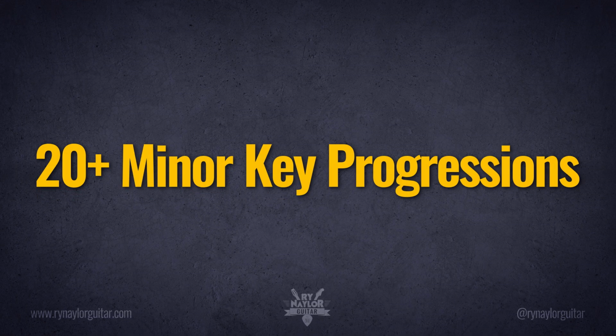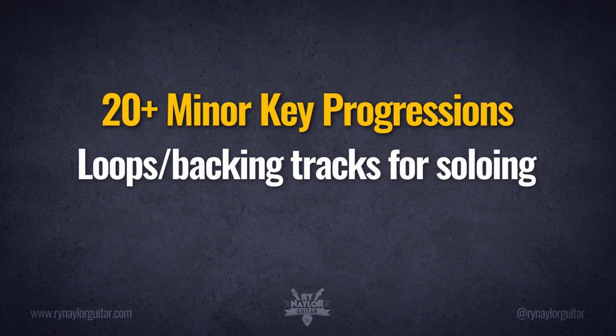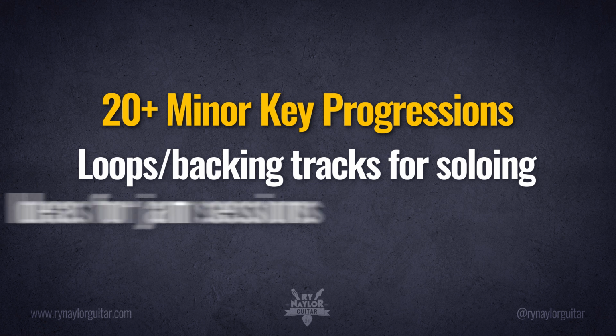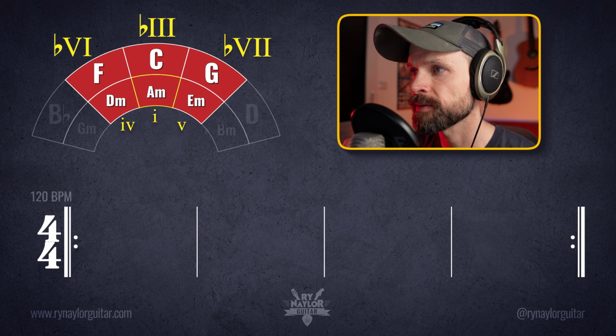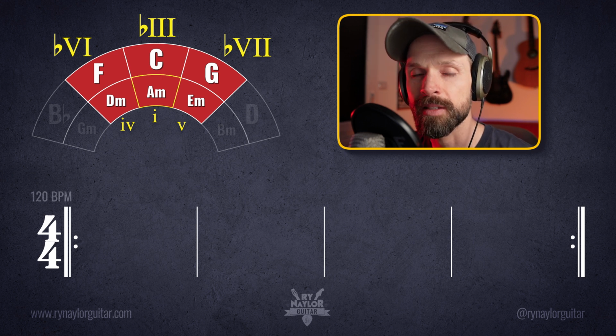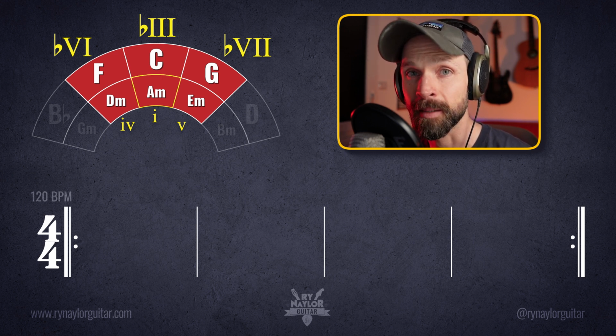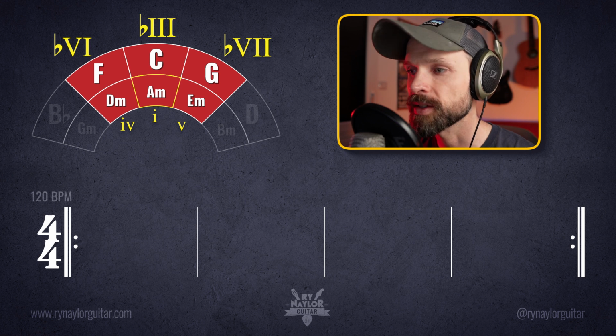In this lesson, you'll be learning 20 minor key progressions as inspiration for creating loops or backing tracks to solo over, or for when you're at your next jam night or looking to maybe write a song of your own. As with my previous lesson on major key progressions, we're going to be working with 4 measures of 4/4 time at 120 BPM, and we're going to look to fill that with a series of different progressions in the key of A minor. So A minor lives at 12 o'clock on the circle.